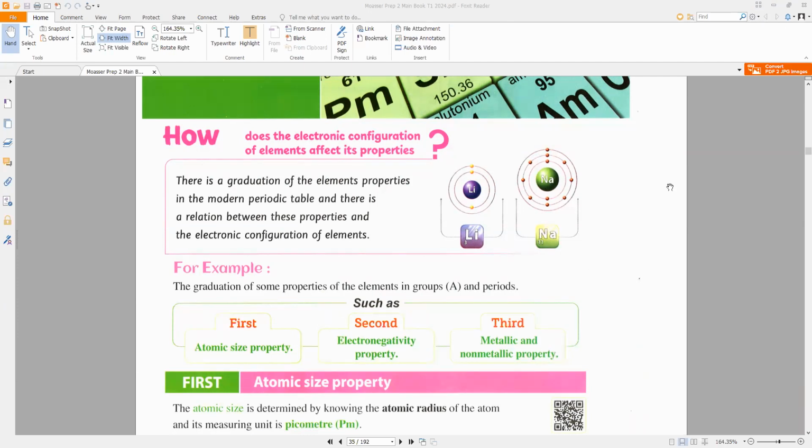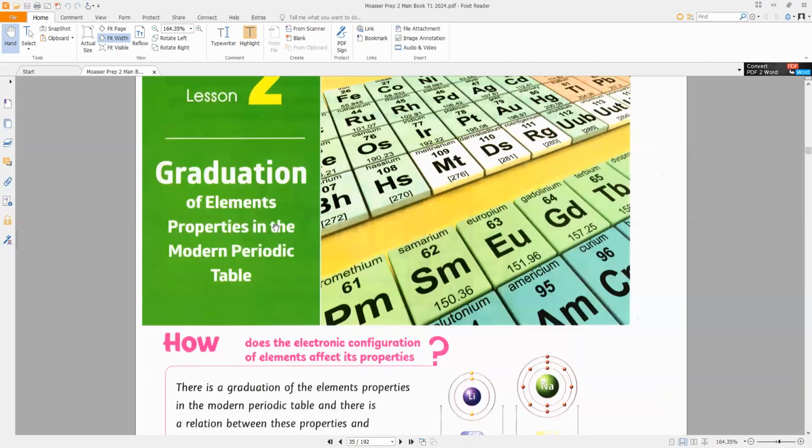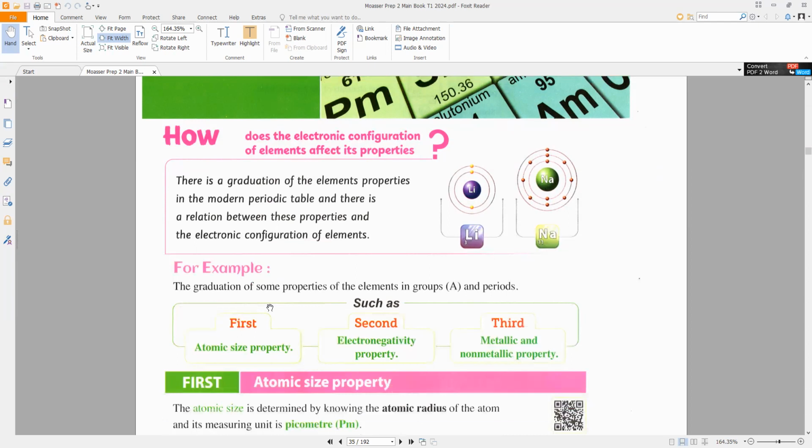Today we will complete the second lesson about graduation of elements, properties, and the modern periodic table. We will make a revision on what we studied in this lesson and complete it. We studied that the elements have properties and are graduated in the modern periodic table. From these properties, we have studied three properties.